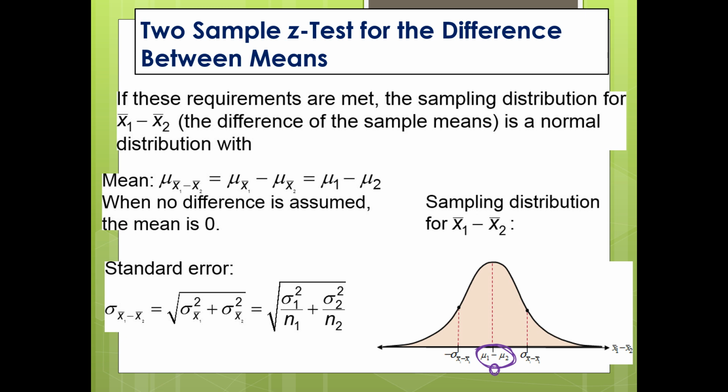Okay, now we have a new standard error formula. This is going to come up in our z-score formula. So when we use our z-score formula, it's going to look slightly different in this section, because we're dealing with differences instead of just actual values. We're going to look at that z-score formula in a minute, but this standard error is going to be part of our z-score formula.